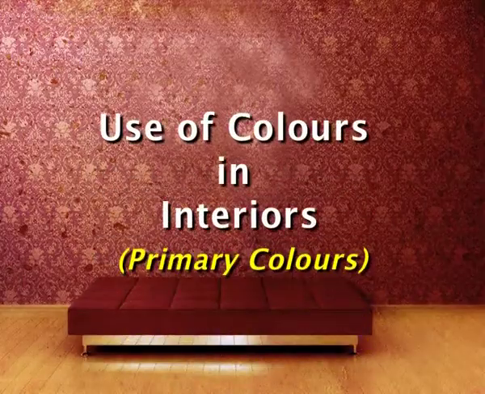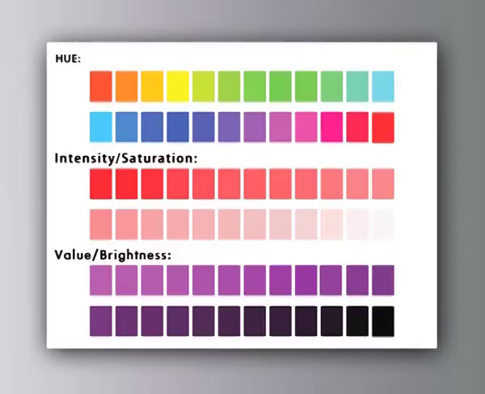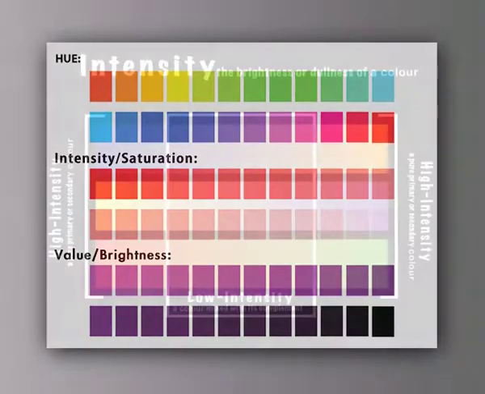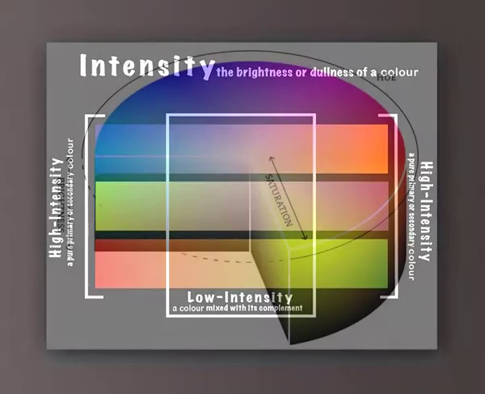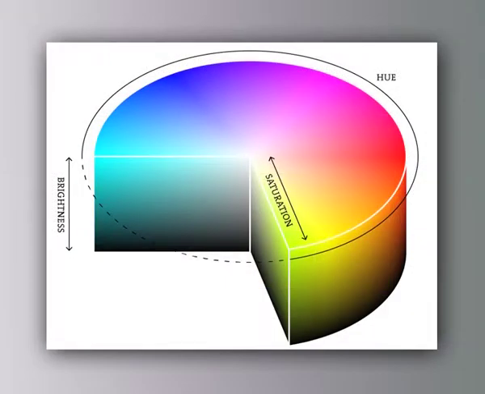Let us move on to use of these colors in the interiors. We start with primary colors. The visible spectrum of radiation from an object is the sensation of color. The 3 important properties of color are hue, that is the name of the color, intensity and value. Intensity is the purity, that is the brightness or dullness of the color. Pure red is bright, whereas red mixed with a little green becomes less intense.